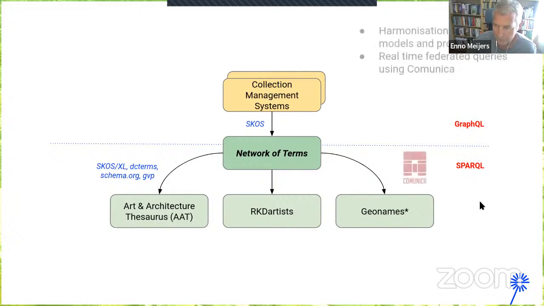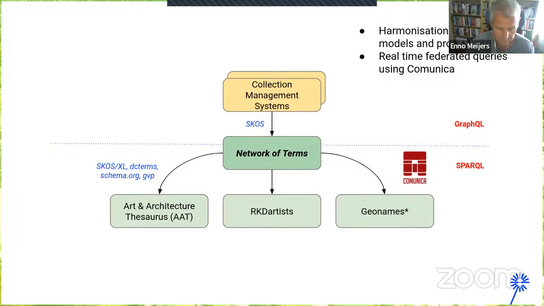For querying, we use Comunica as a tool for performing the federated queries over all the different sources, and that is basically also the scope of the network of terms. It requires the sources to be able to provide some sort of linked data interface, so it can be queried. And of course, Comunica is very helpful in querying all different kinds of linked data interfaces.